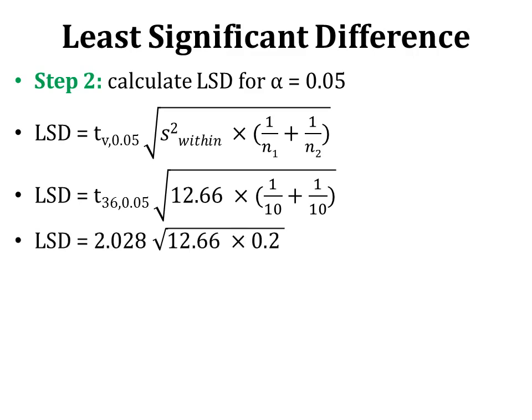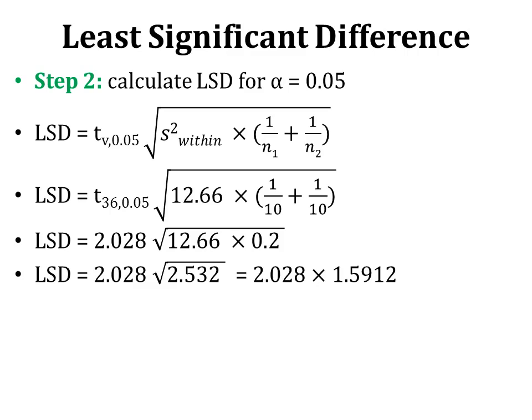So 1 by 10 plus 1 by 10, we have 0.2. This is to be multiplied by 12.66, which is variance within, and the t-value, which is taken from the t-distribution table at 36 degrees of freedom and 0.05 level of significance, is 2.028. And remember, this t-value is taken from the two-tailed distribution. So now we have 2.532, which is the product of 12.66 and 0.2. We take the square root of this value, and now we have to multiply 2.028 with 1.5912, and that is going to be our LSD at 0.05 significance level, right? So LSD here is 3.227, which is the least significant difference.